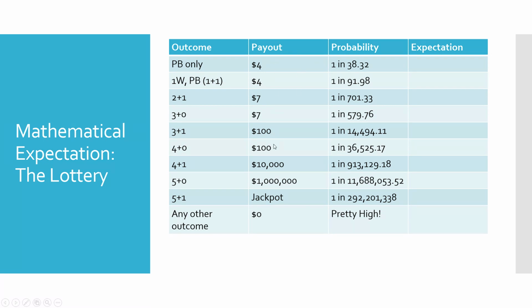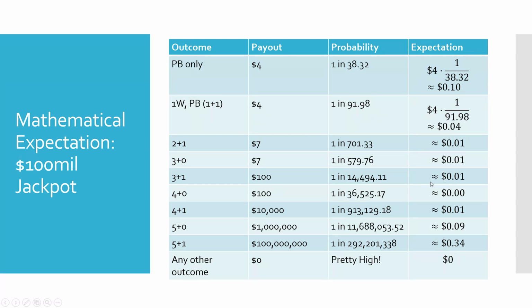So to do expected value, all you have to do is take each outcome times probability. So it's going to be $4 times 1 over 38.32. $4 times 1 over 91.98. $7 times 1 over 701. And you just run this down all the way through. And let's see here, the numbers check out. Of course, I don't have a probability here, but it's for an outcome of $0. So 0 times whatever is still $0. And that gives me my expectation per outcome.